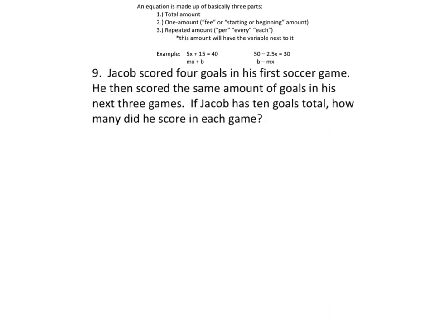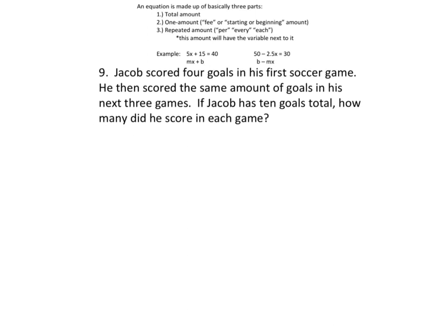Alright, we're going to go over number 9 now. Number 9 says Jacob scored 4 goals in his first soccer game. Then he scored the same amount of goals in his next 3 games. If Jacob has 10 goals total, so that's an important word, it tells us our total. How many did he score in each game?